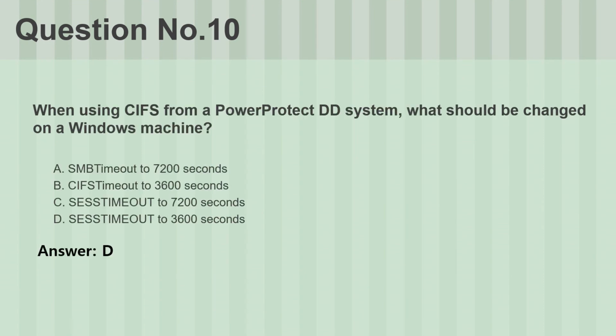Question number 10. When using CIFS from a PowerProtect DD system, what should be changed on a Windows machine? A. SMB timeout to 7,200 seconds. B. CIFS timeout to 3,600 seconds. C. SESSTIMEOUT to 7,200 seconds. D. SES timeout to 3,600 seconds. Answer: D.